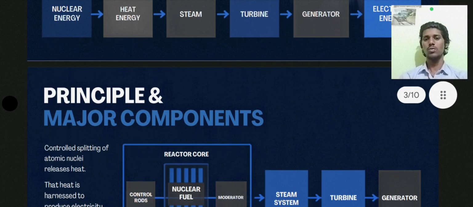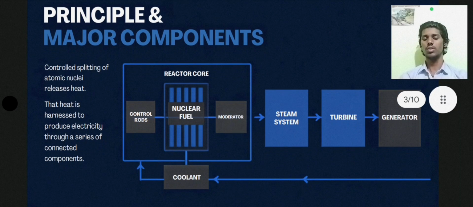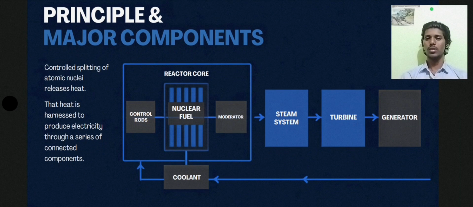Now we see some principles and major components. The principle is the controlled splitting of atomic nuclei. During nuclear fission, atomic nuclei split, which causes a large amount of heat production. Then that heat is harnessed and ultimately used for electricity generation.